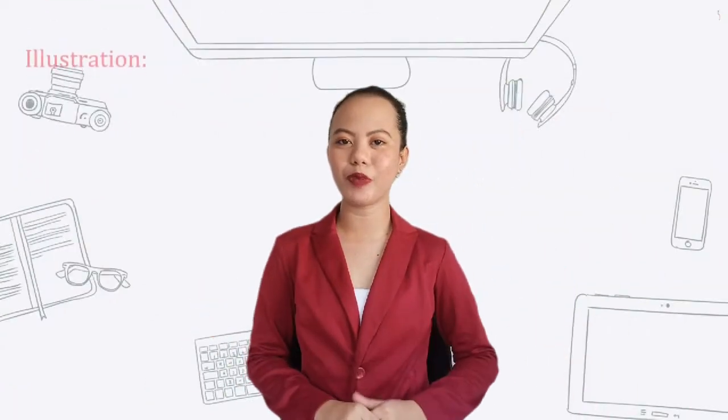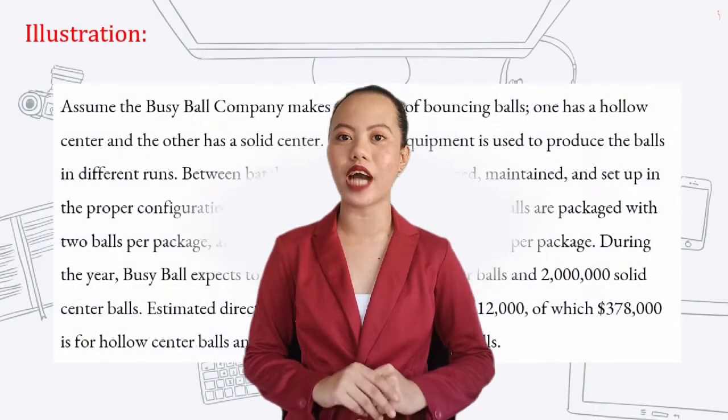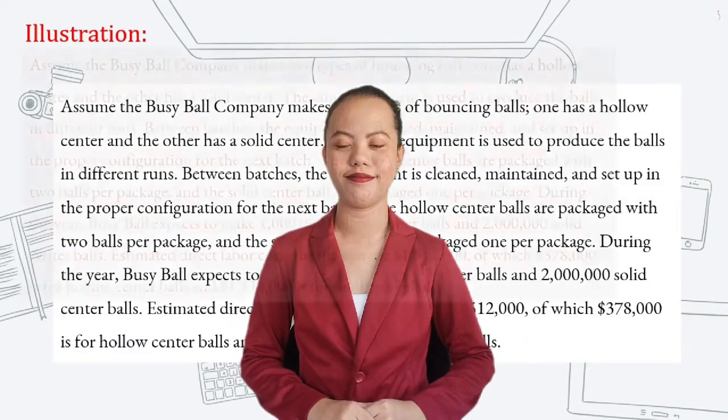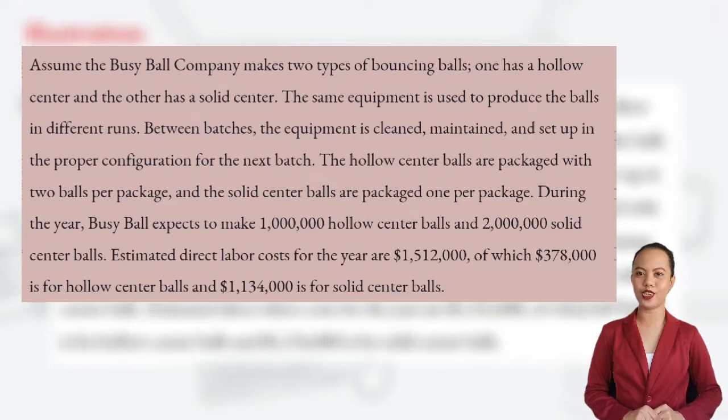Now here is a sample problem in order for us to learn how to calculate the overhead costs using the ABC system. Allow me to read the problem shown on your screen. Assume the Busy Ball Company makes two types of bouncing balls. One has a hollow center and the other has a solid center. The same equipment is used to produce the balls in different runs. Between batches, the equipment is cleaned, maintained, and set up in the proper configuration for the next batch.